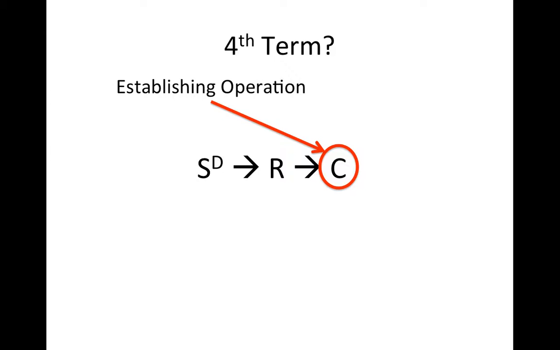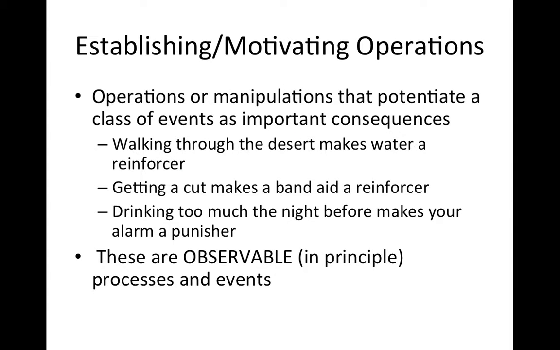So we have a technical term for that, and that is what we call an establishing operation. I think the three-term contingency actually needs a fourth term, and that is what we call establishing or motivating operations. These are operations or manipulations that potentiate a class of events as important consequences. They make a consequence of behavior important to that organism. So for example, walking through the desert makes water a reinforcer. Getting a cut makes a band-aid a reinforcer. Drinking too much the night before makes your alarm a punisher.